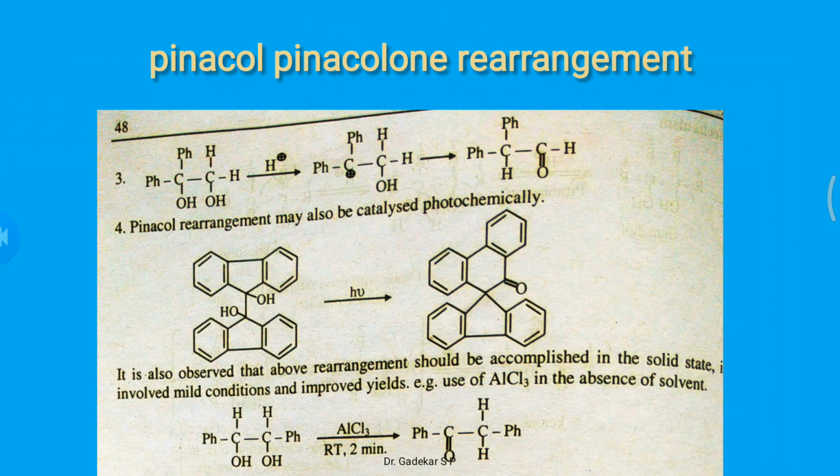Third example. Here, two carbons have two phenyl groups and two hydrogens. Okay. Here the 1,2-diol is protonated to form a carbocation. Okay. So which one is the more stable carbocation? Triphenyl. Okay. Then this hydrogen ion migrates to form, say, an aldehyde. Okay, so next is the Pinacol rearrangement.